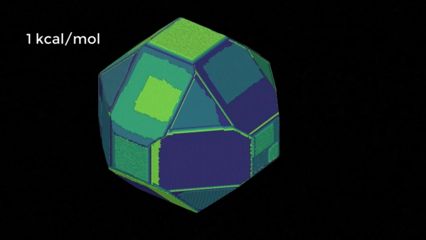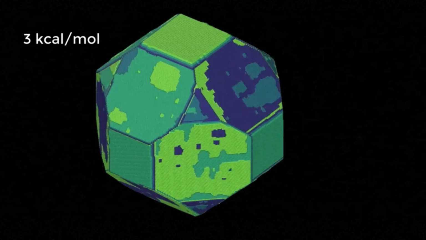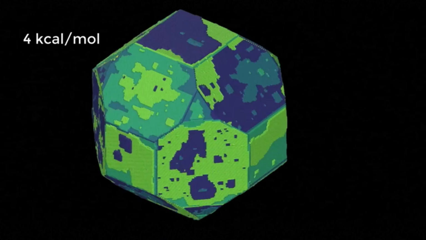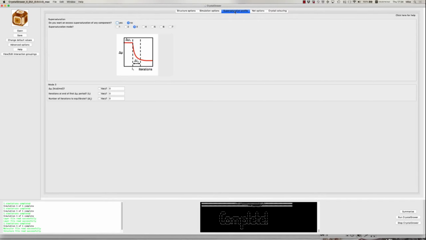In this tutorial we're going to discuss how to control supersaturation during a simulation. So I'm going to start by showing you a simulation of a calcite crystal, and the tab which we're interested in here to demonstrate is the supersaturation profile tab, which looks like this, and you'll see some radio buttons at the top.